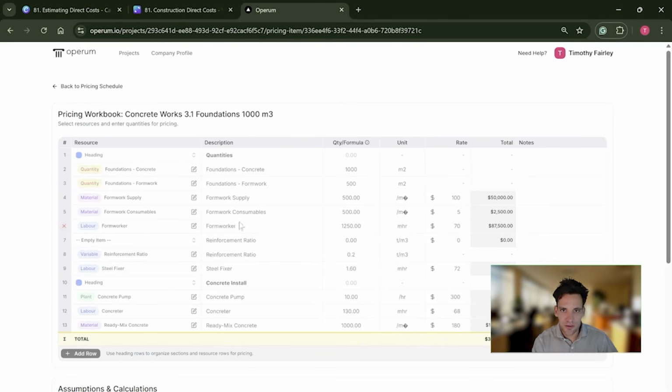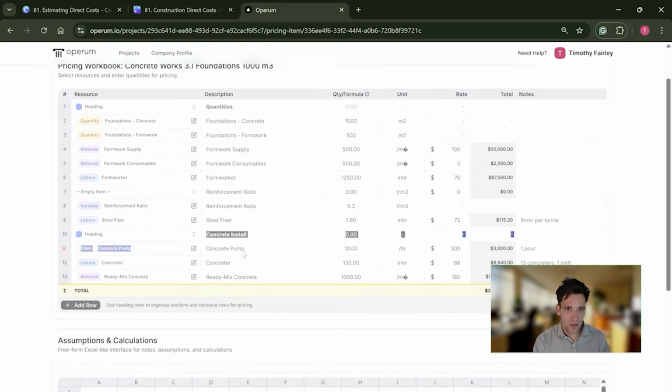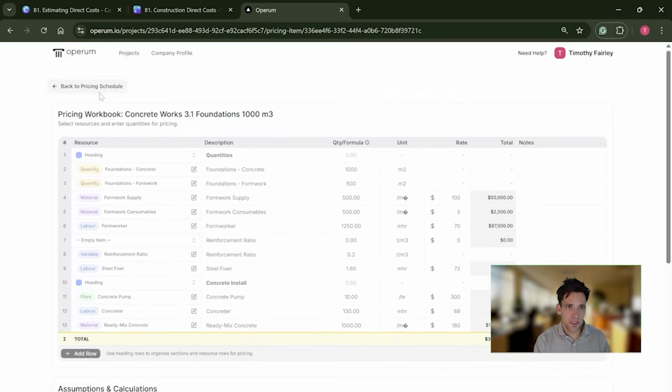We've got the formwork supply, the formwork consumables, and the labor to install the formwork. We've got the variable, which we stored in our library, the reinforcement ratio, which is 0.2 tons per meter squared. Then we've got a production rate of 8 man hours per ton, multiplied by the tons of reinforcement to give us that. And we've also got the concrete install, which covers the pump, the labor for the concrete, and then the materials for the concrete.